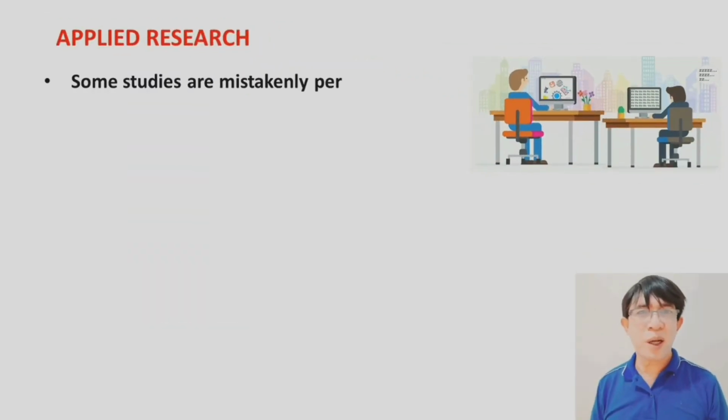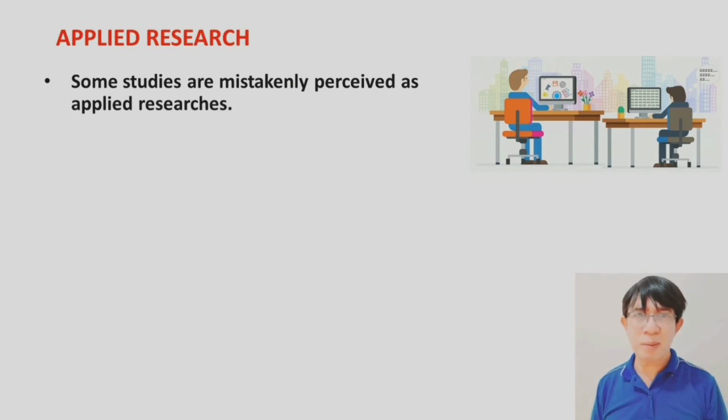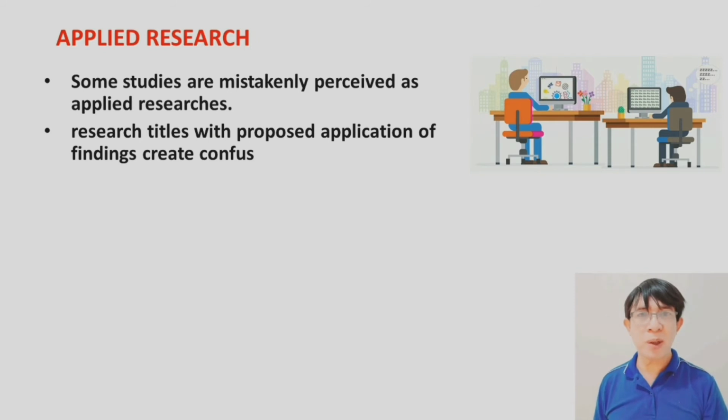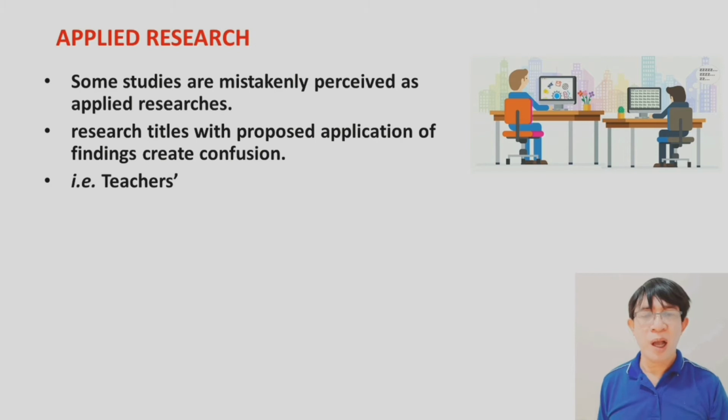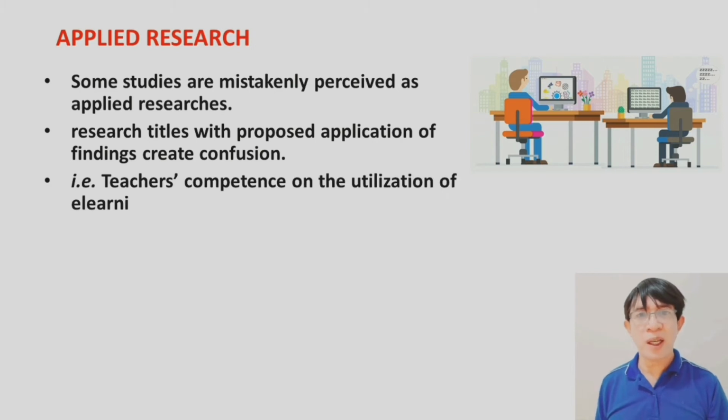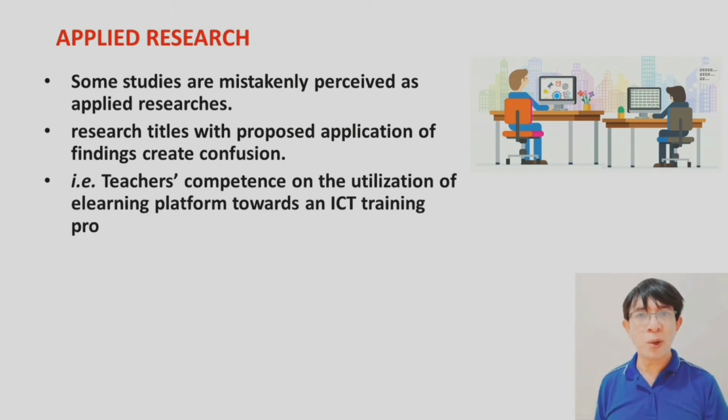Some studies are mistakenly perceived as applied researches. Graduate school researchers, for instance, commonly include in their research title a proposed application of research findings, which creates confusion. An example of this is "Teachers' competence on the utilization of e-learning platform towards an ICT training program." The title creates a perception that it is an applied research because of the implied intent of the study towards the end of the title.